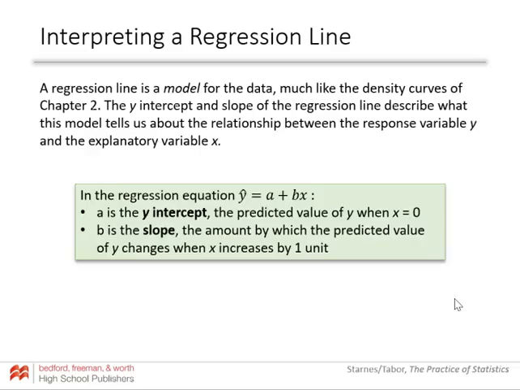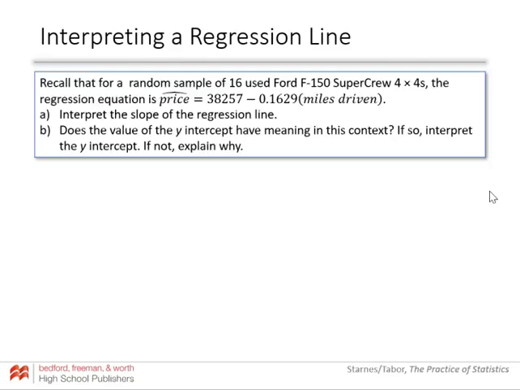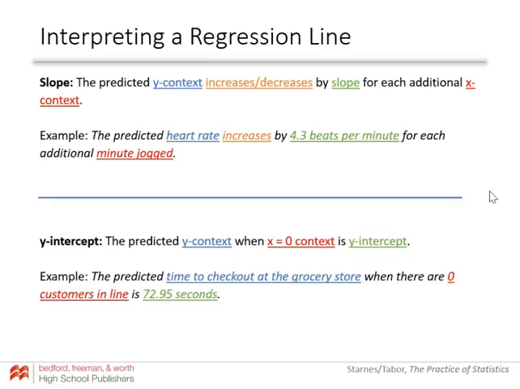Then we have to be able to interpret some pieces of our regression line. So make sure we understand a is the y-intercept and b is the slope. And we should be able to interpret both of those numbers in the context of the regression relationship that we are looking at. We'll go back to our Ford F-150 example again. Again, sentences. For slope, the predicted y value either increases or decreases by whatever the slope is for each additional x context. So the slope is a unit of change.